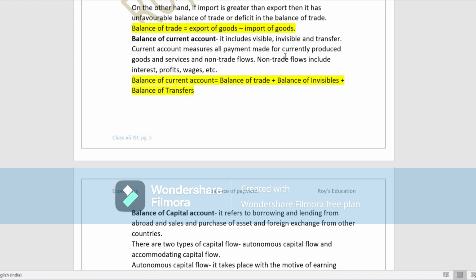So that means balance of current account is what? It records both the visible, invisible, and the transfer. Here in this case, the current account measures all the payments for the currently produced goods and services and also the non-trade flows. And these non-trade flows include the interest, profit, and wages.